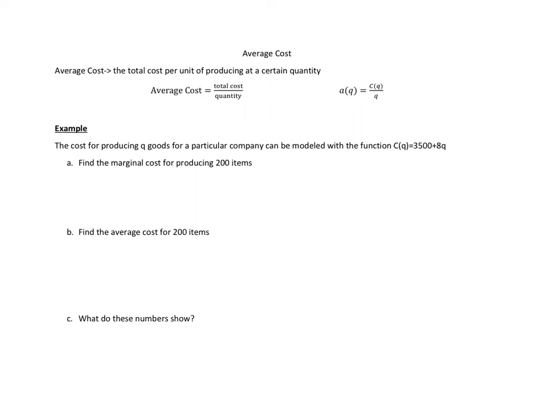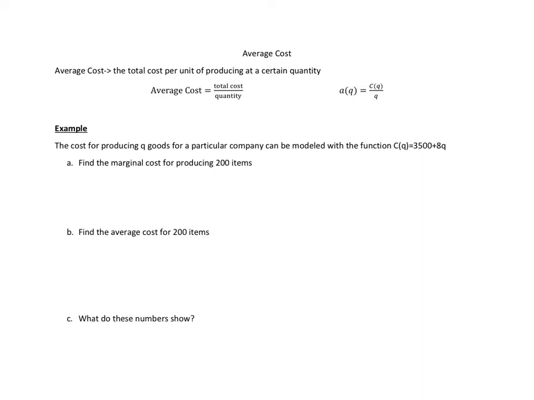In this video, we're going to discuss the idea of average cost. Average cost is the total cost for one individual unit of producing at a certain quantity. That is to say, in average cost, we take into consideration the fixed costs and the variable costs and think about what each individual unit would cost in terms of the entire production. So to compute average cost for a unit, we take the total cost and divide by quantity.